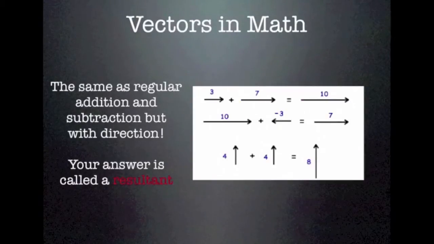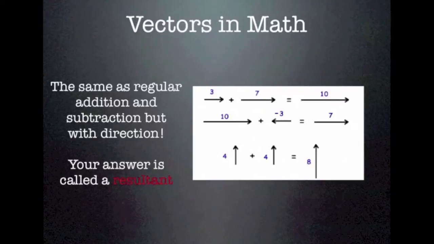Vectors in math. These are the same as regular addition and subtraction, but we add direction. It's basically like negative and positive. We call the answer a resultant. In these examples up here, you've got somebody maybe moving 3 meters east, and then they move another 7 meters east, and they've moved a total of 10 meters east. In the second example, you've got somebody moving 10 meters east, 3 meters in the opposite direction west. When you add them up, you would get 7 meters east, because that's the higher number in that equation.